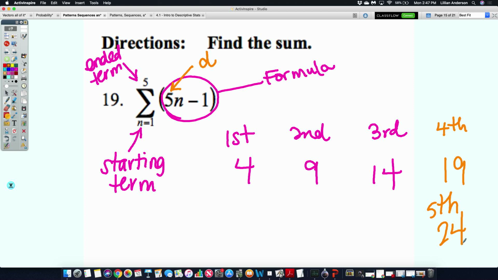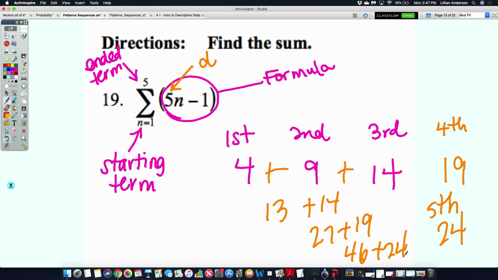So then I would just add all these terms together. 9 plus 4 is 13. 13 plus 14 is 27. 27 plus 19 is 46. And 46 plus 24 is 70. Good job, that'll be the sum. Now, if that explicit formula is arithmetic, of course you can use the formulas as well.